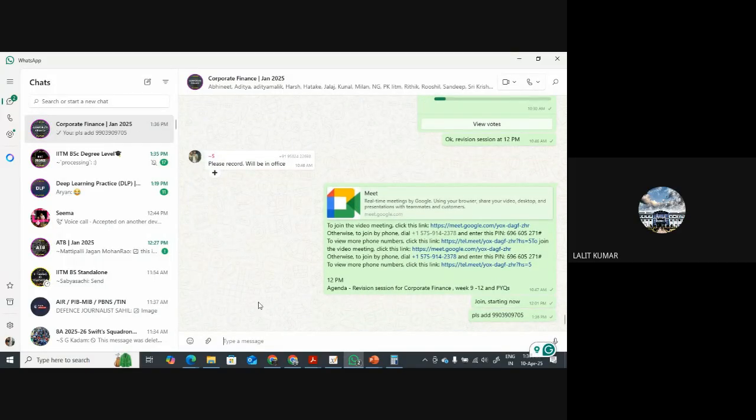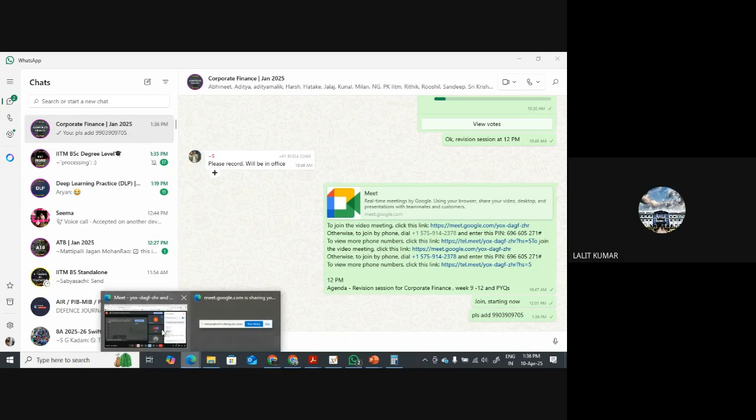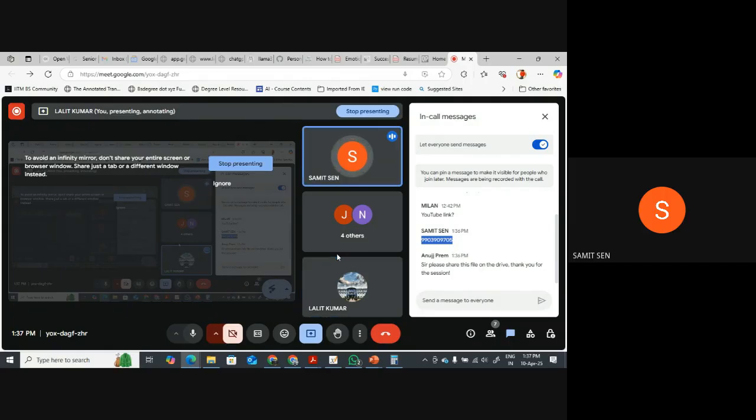Anybody else wants to get added? And you are forwarding this document in the G Space, right? Yes. This document I will share with all of you. And the recording is available in G Space itself? Once the recording becomes available, maybe after half an hour, then I'll share it with all of you, in the G Space and in the WhatsApp, both.